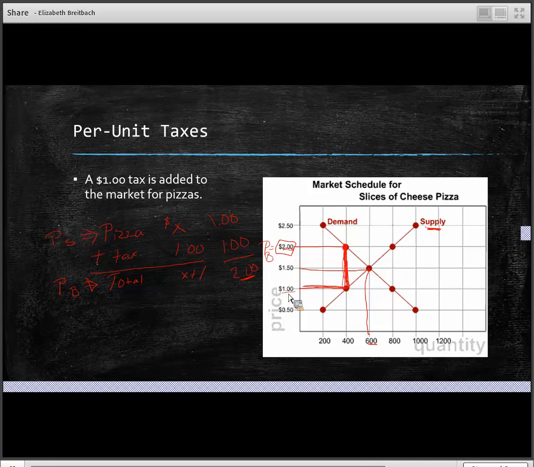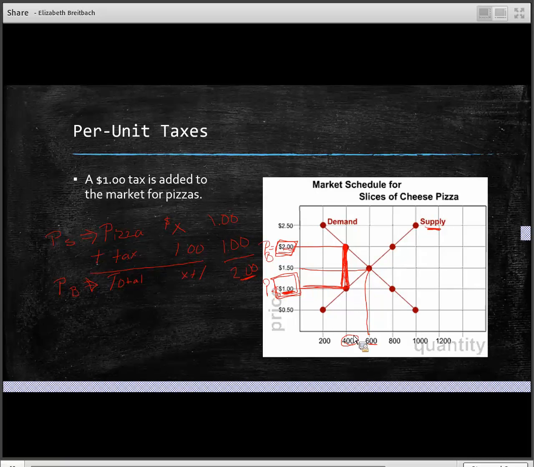And at these prices, so if the price is $2 for buyers, what is the quantity that's demanded? The quantity that's demanded is 400 units. What's the quantity that's supplied at $1? 400 units. All right, so if you'd like to fast forward a little bit, that's fine, but I'm going to clear my screen and work through it one more time so we can look at it a little more closely.